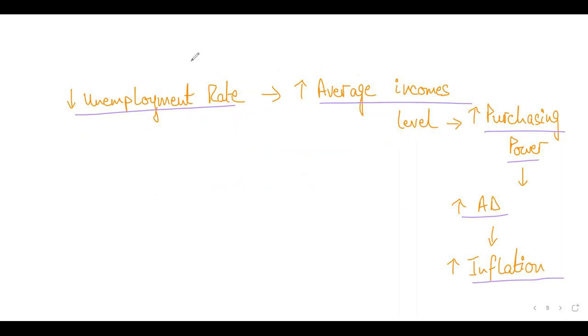You can just reverse this entire cycle. When unemployment is higher, average incomes would be lower, your purchasing power would be lower, your aggregate demand would be lower, and as a result, your inflation would be low. Is it making sense, Preet?